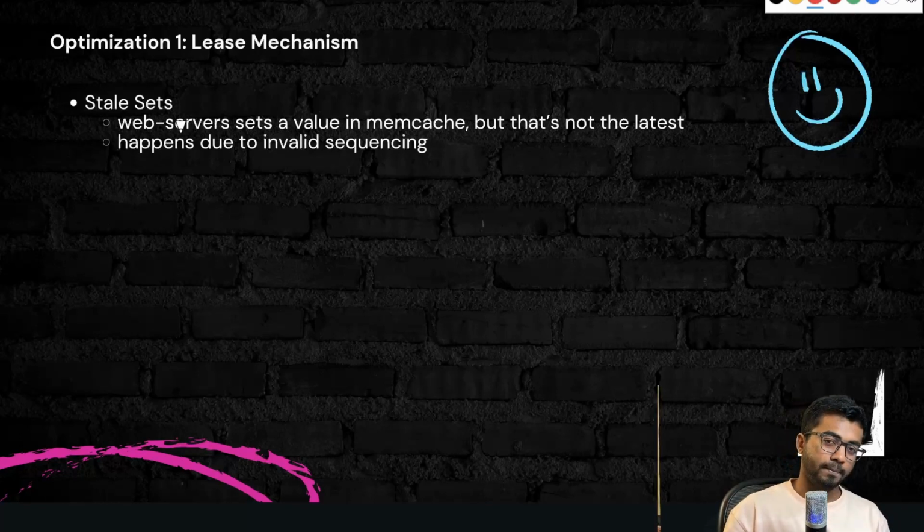The servers are expecting a recent value, and the cache is not able to provide the latest value to them, so they try to reach out to the database to fetch the latest value. Even if there is data in the cache, the cache data is stale, and that is what defines stale sets. It can happen due to invalid sequencing, and because of this there's a huge load on the backend services, because the web server is not happy with the content of the Memcache servers, right?